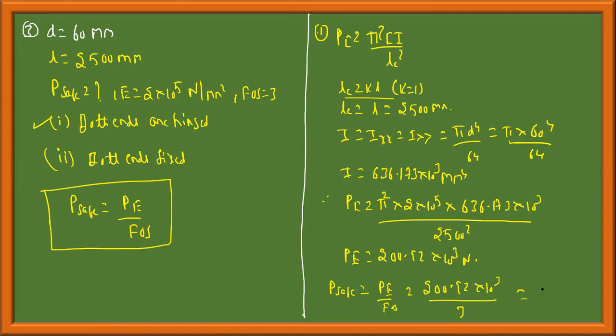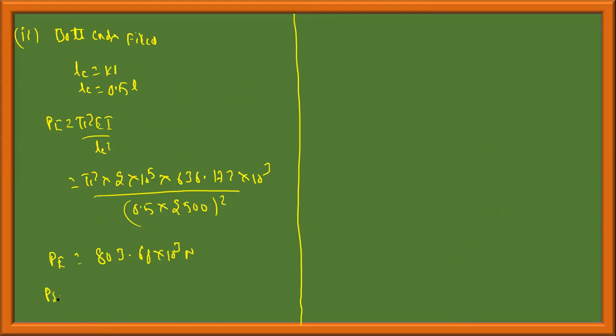How much? 66.97 into 10 power 3 Newton. In this case, P safe is equal to PE by FOS, which is equal to 803.68 into 10 power 3 by 3. Can you tell me what is this value? 267.89 into 10 power 3 Newton. Okay, we'll go ahead and solve the next problem.